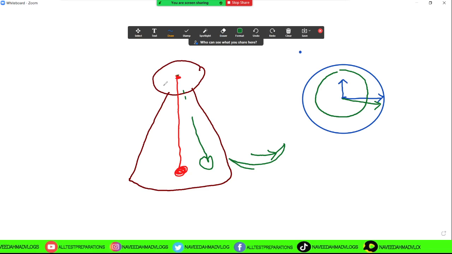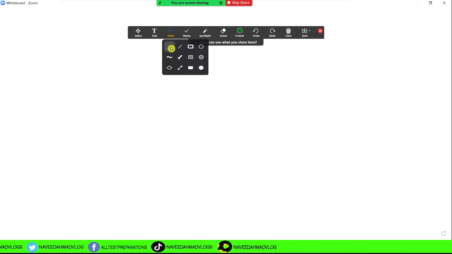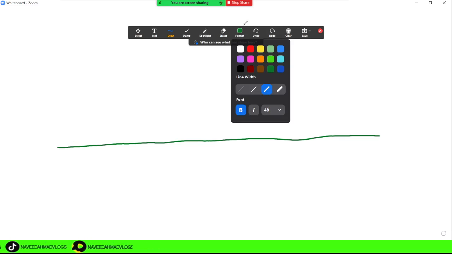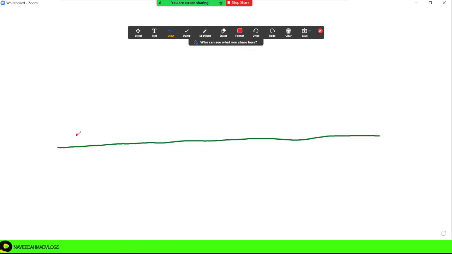Now if you want to measure the time, like if there is a cycle race and you want to measure the time, what will you use?